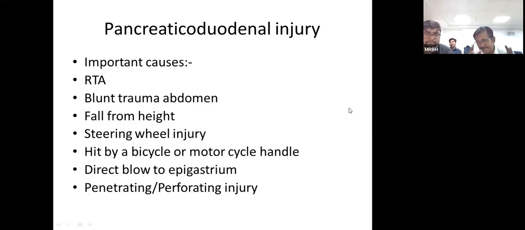So we have already discussed the background in which you suspect a pancreatic injury: blunt trauma abdomen, fall from height, steering wheel injury, hit by a bicycle or motorcycle handle, direct blow to the epigastrium, or penetrating or perforating injury. What is the difference between penetrating and perforating injury? Penetrating injury means it has entered a body cavity, while perforating injury means it has gone through and through the cavity. The simple answer: in a penetrating injury you have only a wound of entry, and in perforating injuries you have both, a wound of entry and a wound of exit. So that is the basic difference between penetrating and perforating injury.